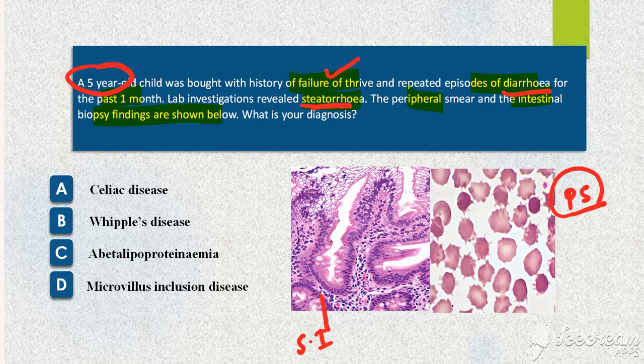First, let's look at the peripheral smear, what it is showing. What you have here is the RBCs with spikes on the surface. So you have irregularly spaced thorn-like projections. These are nothing but acanthocytes. Acanthocytes means cells with thorn-like projections on the cells. So acantho means thorn, right?